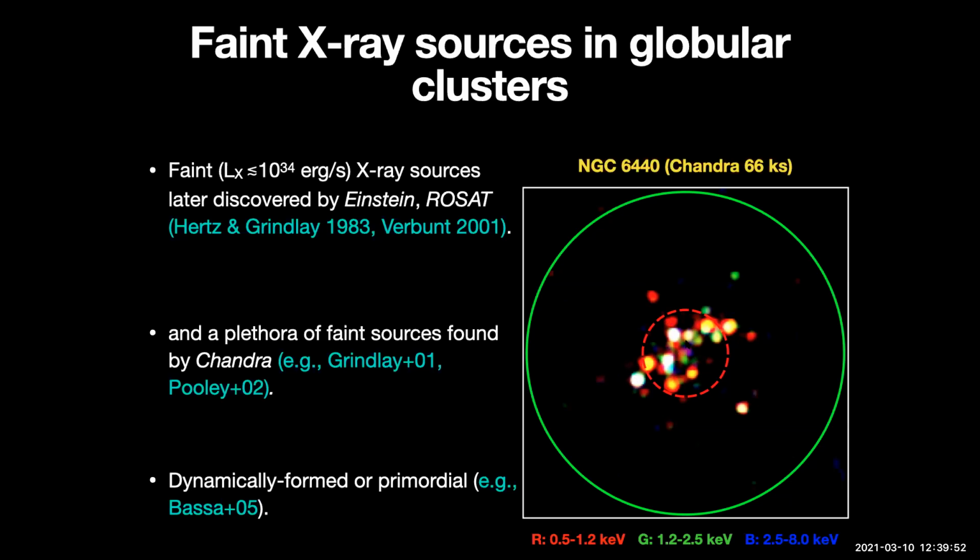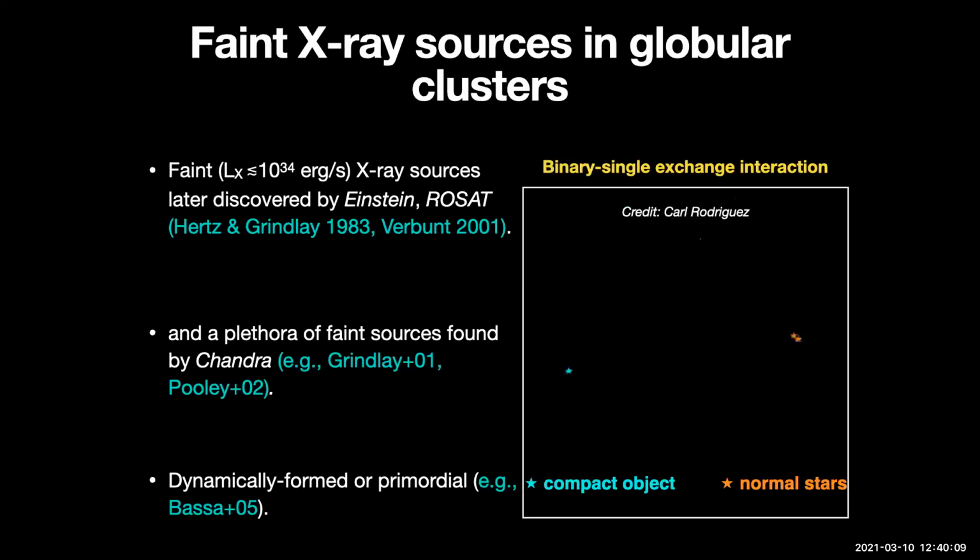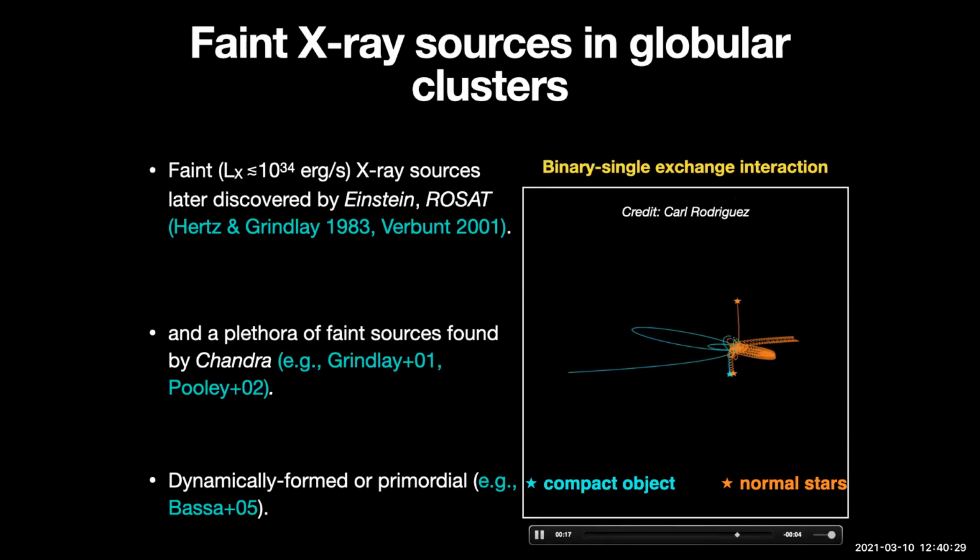For the faint sources, it was also suggested that some are dynamically formed, and some are evolved from primordial binary systems in the globular clusters. Here I have an animation showing a binary-single exchange interaction. You have a compact object in cyan and a pair of normal stars in the binary. They can go through this encounter several times, and at last, one of the components of the binary gets enough recoil and is kicked out, forming an even tighter binary as a result.